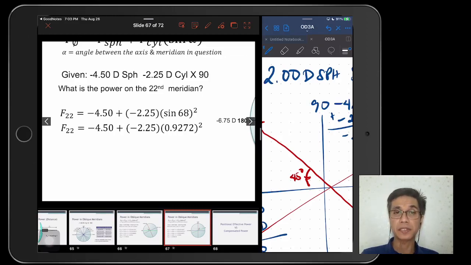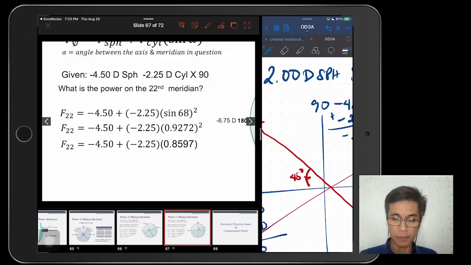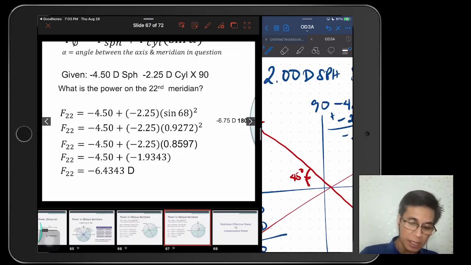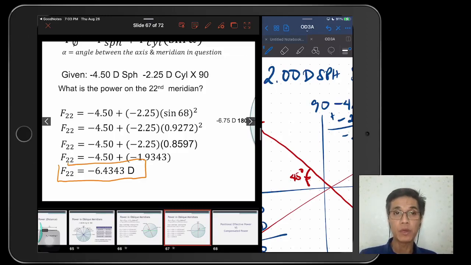And, lalabas ngayon sa atin ay sine 68 degrees is 0.9272. Square down natin yan ngayon. Pag ni-square natin yan ngayon, that will be equal to 0.8597. Multiply natin yan to our cylinder power na 2.25, and that will be equal to minus 1.9343. Add na lang ngayon natin yung ating spherical component, which is minus 4.50, and the answer is minus 6.4343. The power on the 22nd meridian is equal to minus 6.4343.